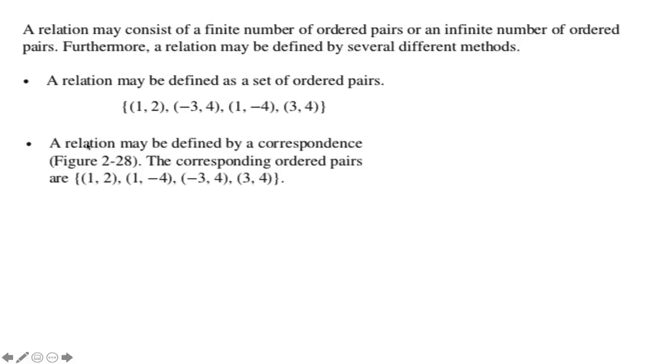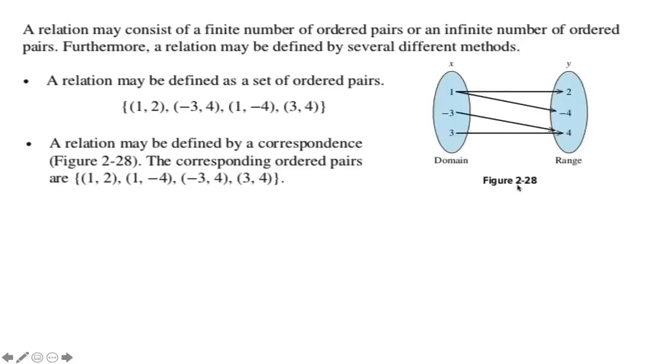Another way to define a relation is to define a correspondence. So for example, a picture like this, where the domain is on the left side, the range is on the right side, and the relation is the set of all correspondences. So 1, 2, 1, -4, -3, 4, 3, 4. You look here, and the arrow tells you the y coordinate of that one point in the relation, and so this relation has 4 points, 4 ordered pairs.